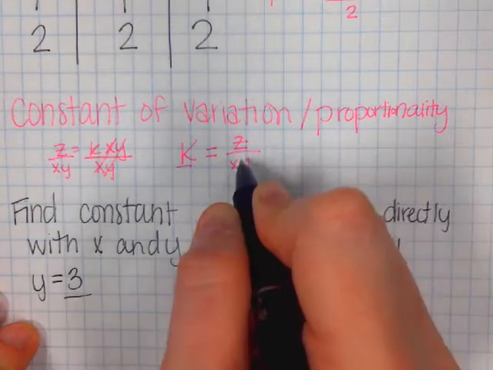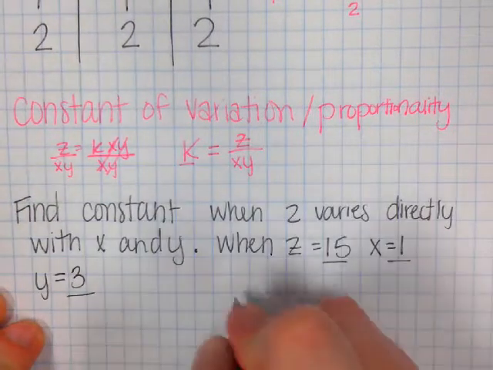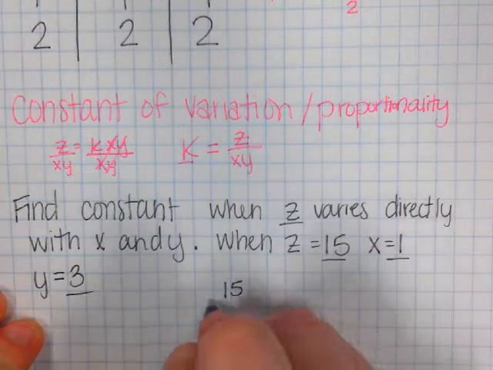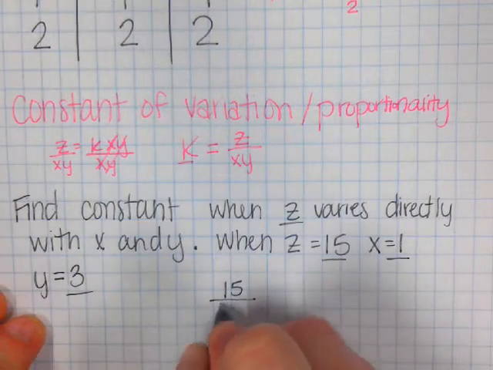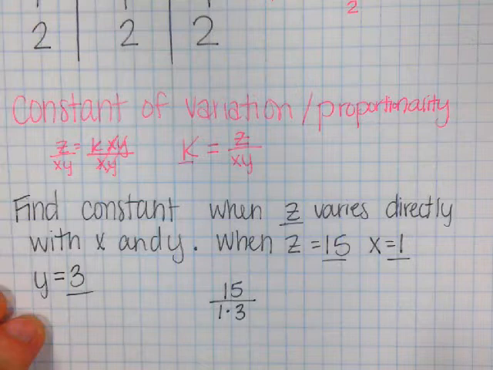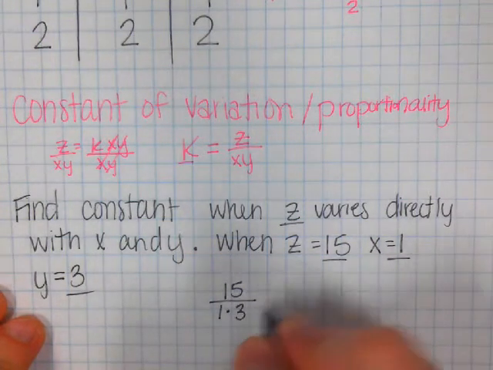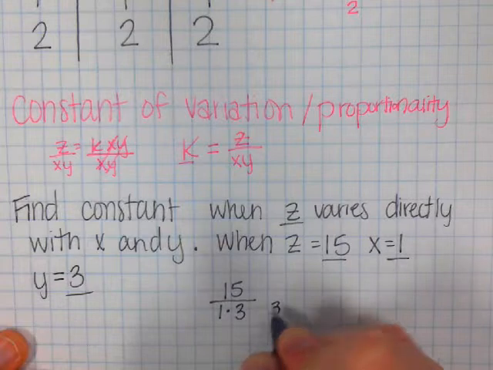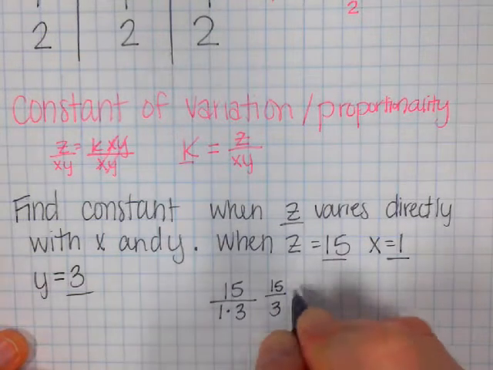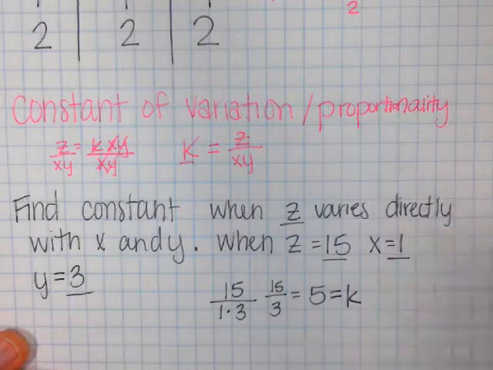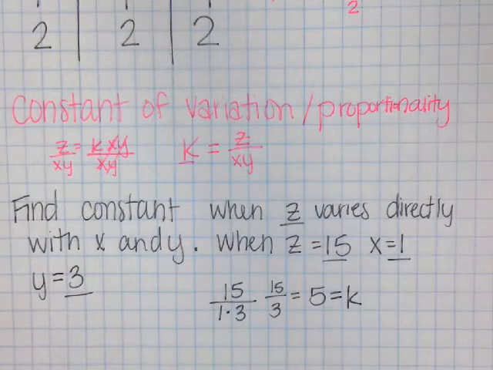So we want to plug these numbers into this equation. So it would be 15. Since it says z varies directly, 15 is on top, divided by 1 times 3. Well, 1 times 3 is 3. 15 divided by 3 is 5. So 5 is our constant.